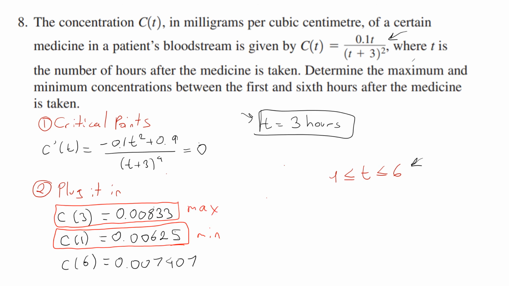So my maximum concentration, that's what it wants me to calculate, maximum and minimum concentration. You guys can put it into words saying my maximum concentration would be 0.00833, occurring at hour 3, and then my minimum value is 0.00625 occurring at time 1.